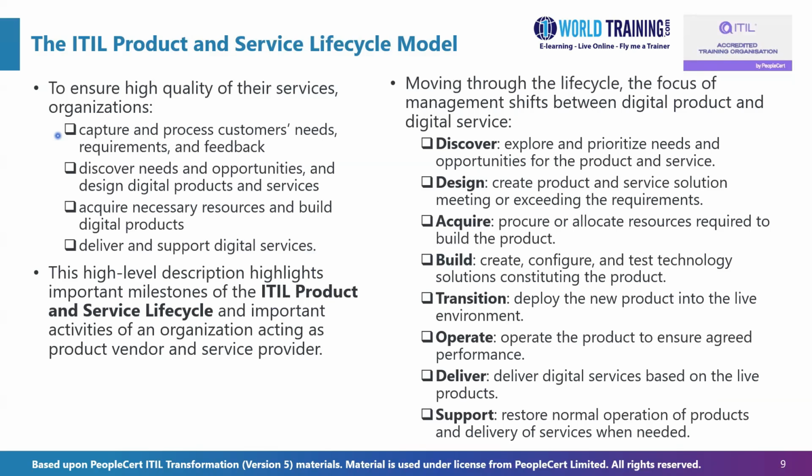It has 8 activities here as are shown, beginning with discover, then design, acquire, build, transition, operate, deliver, and support. These need not be always linear. It is not necessary that after design it goes to acquire only, because there may be feedback coming from operate, going back to design, and then maybe something else to be acquired, or maybe no need to acquire and maybe just modify something, like transition activities such as reconfiguring something in production.